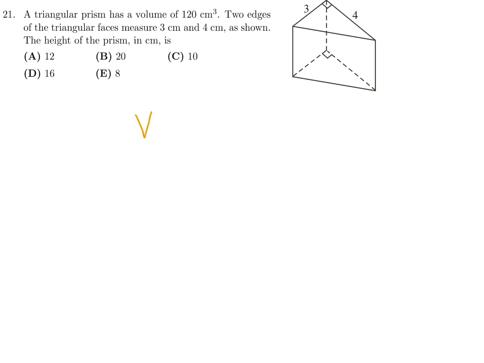The volume of this shape is calculated as follows: the area of the base times the height of the entire shape. Now the height I can label right here h. Now the area of the base is right here. This is the base, right?